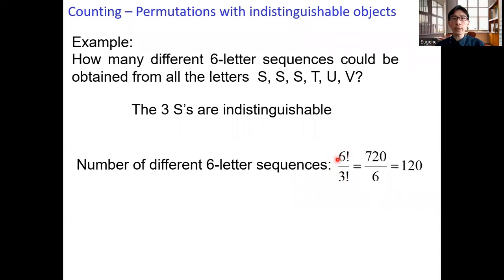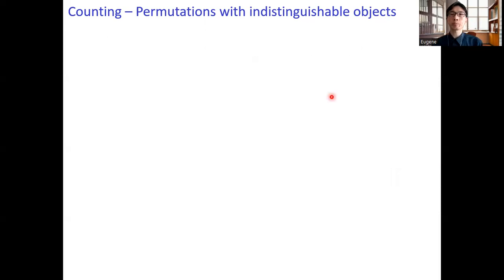The 6 factorial is the number of permutations if the 6 letters are all distinct, and then divided by the 3 factorial. The 3 factorial is the overcounting, 6 times for each sequence. So the result is 120. There are 120 different ways to reorder the letters S, S, S, T, U, V.